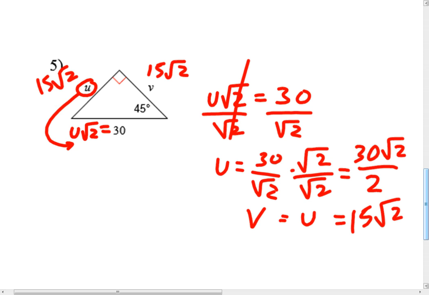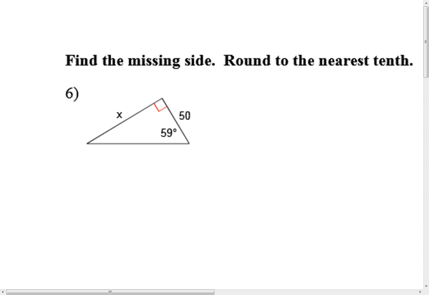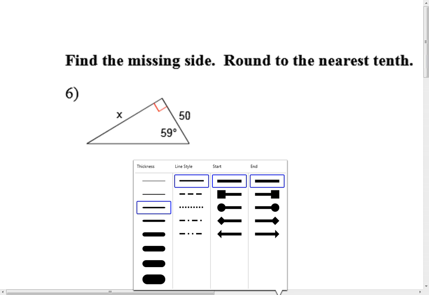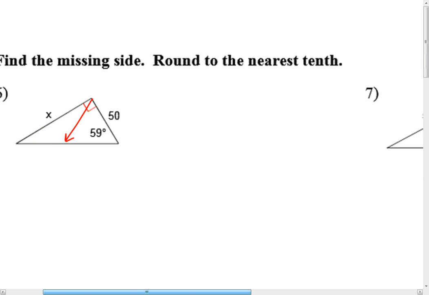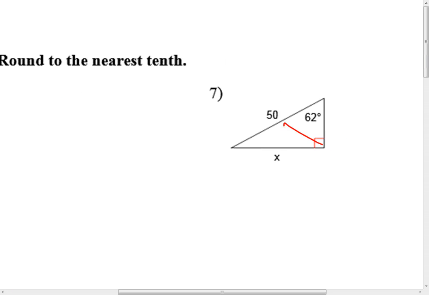Page 2. Before we do anything, let's make sure that people know where the hypotenuse is. That's the hypotenuse. In question 7, that's the hypotenuse. In question 8, come on.